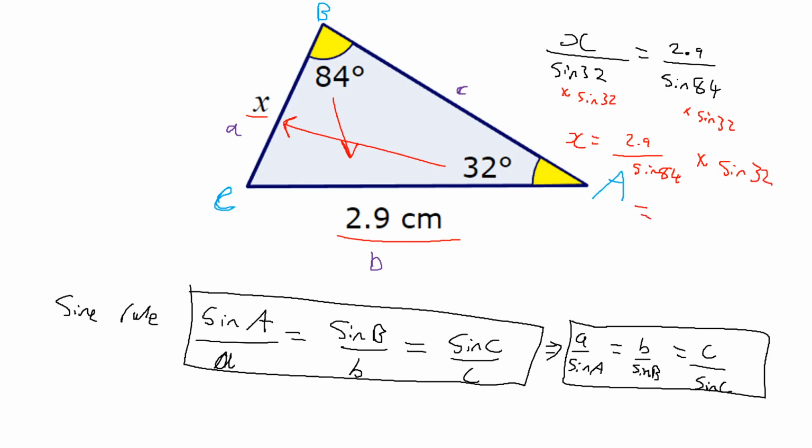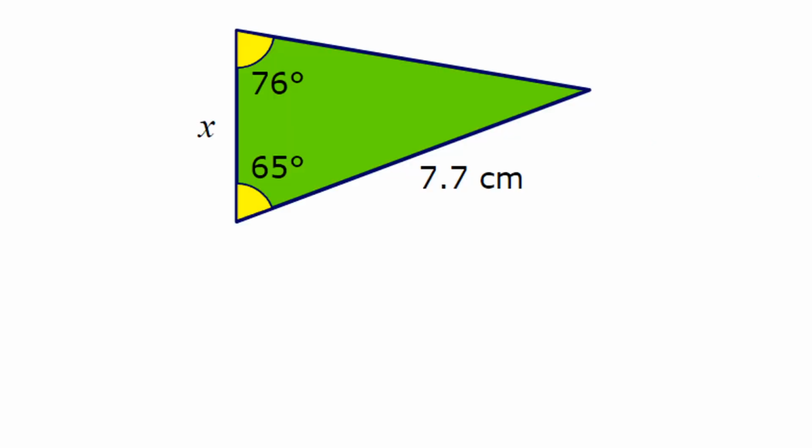And then when you plug all of that into your calculator, you should get an answer of 1.55 centimeters. And all we did was use this rule here. And it works the same if, let's say, you have two sides and two angles.